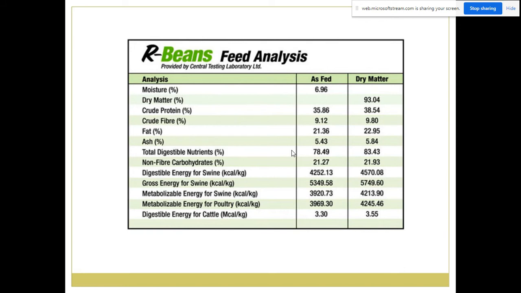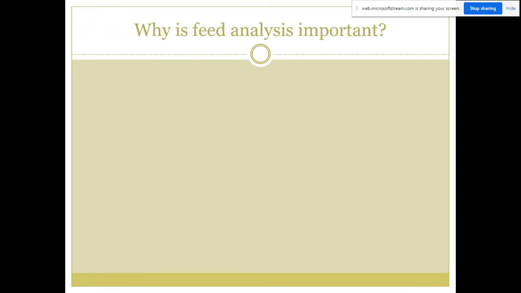So you've got 6.9% moisture, 93% dry matter. We're going to focus on the dry matter part. Crude protein pretty well stays the same, and that's what is fed, as fed. That's what you're looking at. This is a good example of what a feed tag would show you.